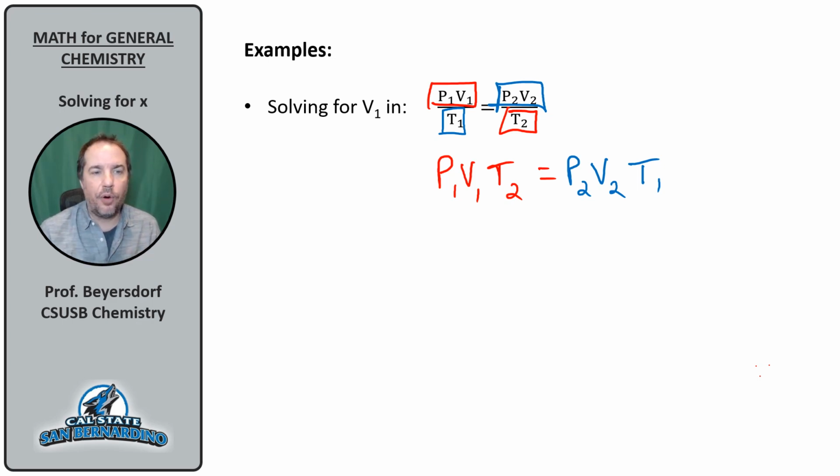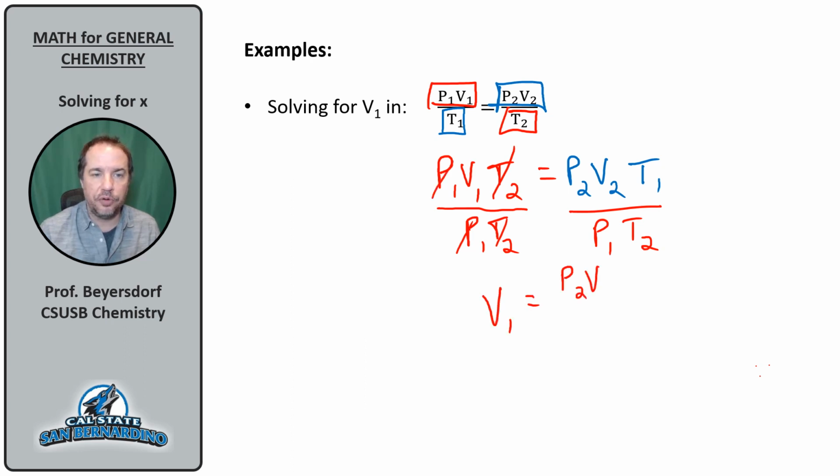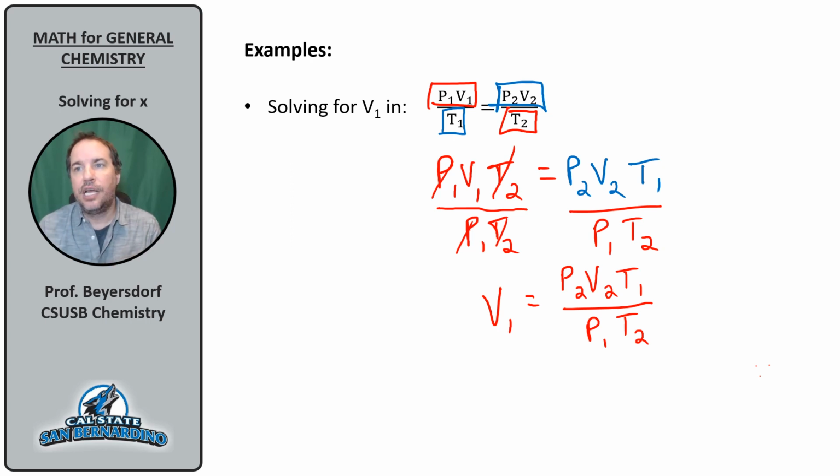Now I care about V1 right here. So what do I do? It's multiplied by P1 and T2, so I divide by those two. They'll cancel out from the left-hand side like we want. So I'll get that V1 equals P2 V2 T1 over P1 T2. So that is how I would do this equation, right? Remember, cross multiply makes life easier.